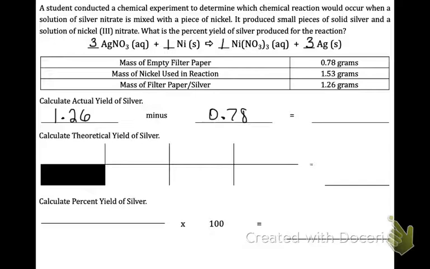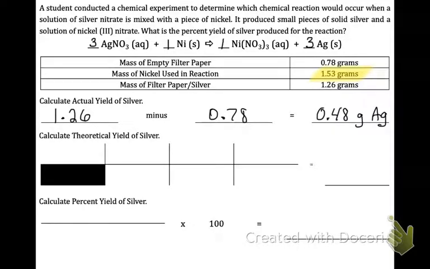And we actually produced 0.48 grams of silver. We used 1.53 grams of nickel in my reaction. I want you to calculate the theoretical yield of silver based on 1.53 grams of nickel.